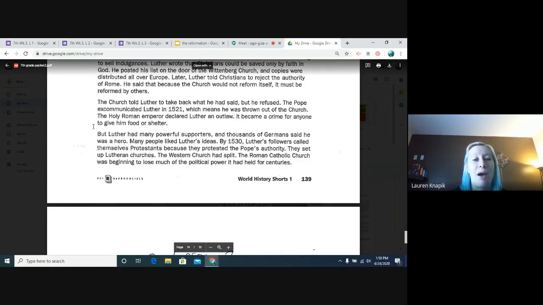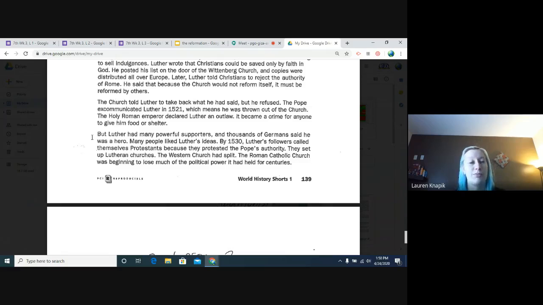But Luther had many powerful supporters, and thousands of Germans, which is where he's from, said he was a hero. Many people liked Luther's ideas. By 1530, Luther's followers called themselves Protestants because they protested the Pope's authority. They set up Lutheran churches. The Western Church had split. The Roman Catholic Church was beginning to lose much of the political power it had held for centuries. So on one side, you got the Roman Catholic Church, and you have people splitting off, protesting, breaking. They're now part of the Lutheran churches or the Protestant churches. So now the church that was once whole is split in two. Big change for monotheistic people.